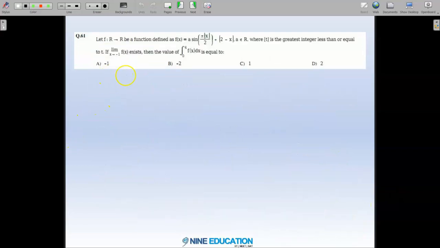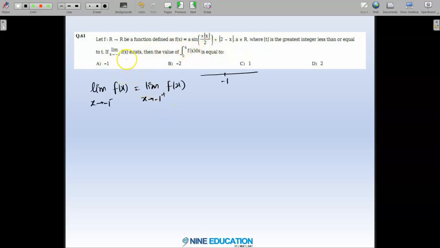Question number 61 is, there is a function f(x) equal to a sine(pi into greatest integer x by 2) plus greatest integer of (2 minus x), and if limit x tending to minus 1 f(x) exists, then the value of integration 0 to 4 f(x) dx is. So for this limit to exist, we have a condition, left hand limit should be equal to right hand limit at x equal to minus 1.